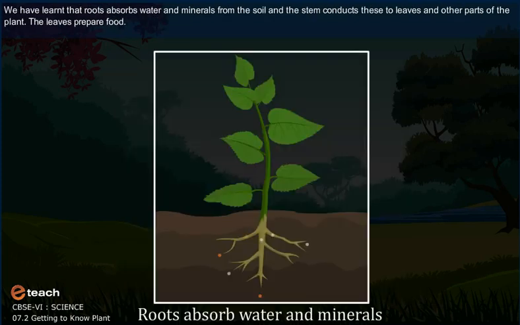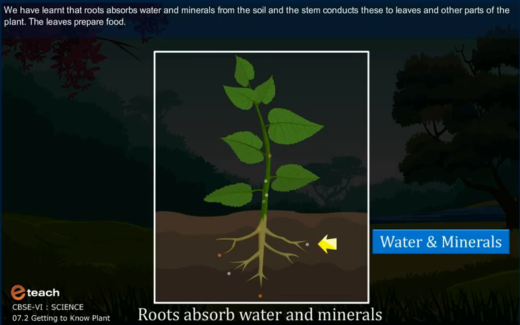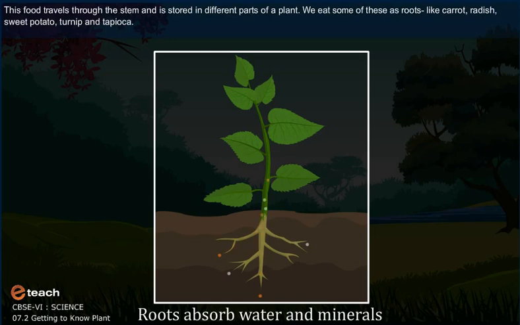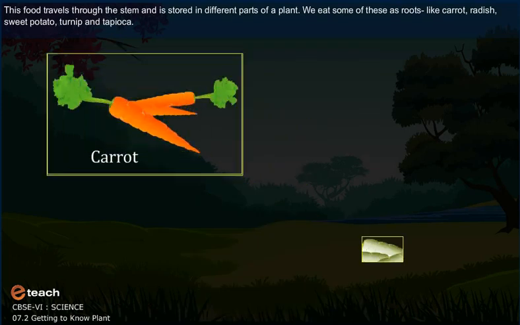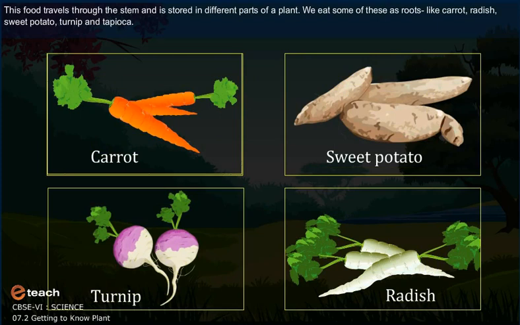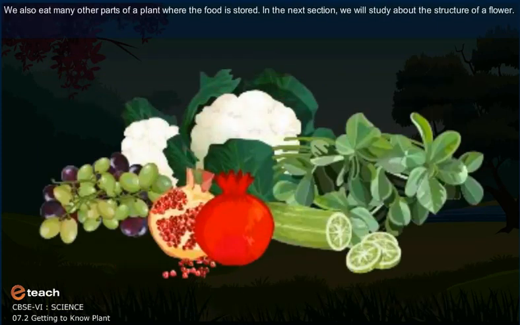We have learned that roots absorb water and minerals from the soil and the stem conducts these to leaves and other parts of the plants. The leaves prepare food. This food travels through the stem and is stored in different parts of the plant. We eat some of these roots like carrot, radish, sweet potato, turnip and tapioca. We also eat many other parts of plants where the food is stored. In the next session, we will study the structure of a flower.